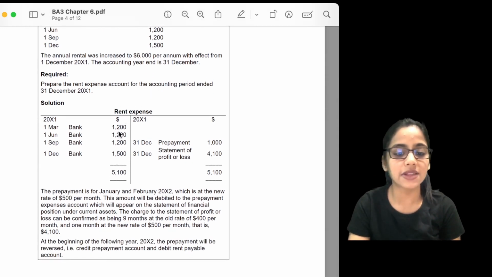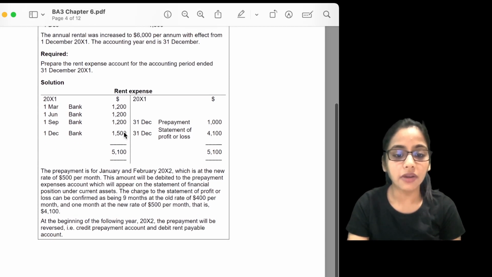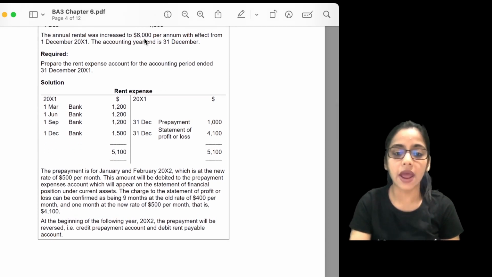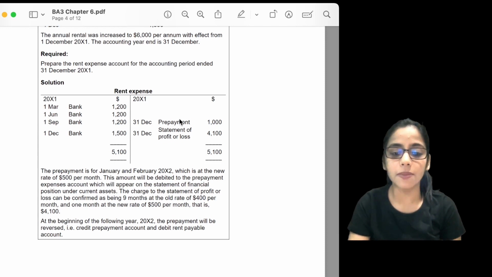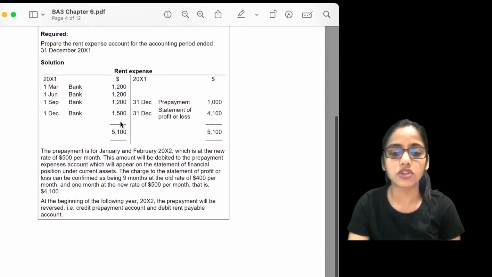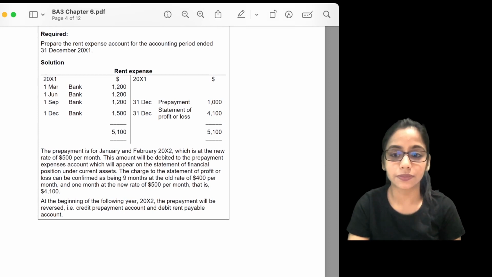So for all these months the rent will remain the same, which is 1,200, but for December we will just divide 6,000 by 4, which is 1,500, because that is already prepaid as an increase in the rent. So the prepayment of the same will be credited because it will be an asset to us, and we will add the total of the same, which has to appear in the statement of profit and loss.